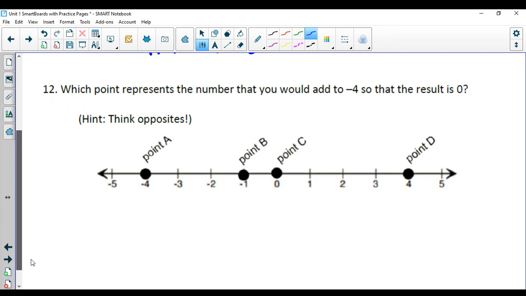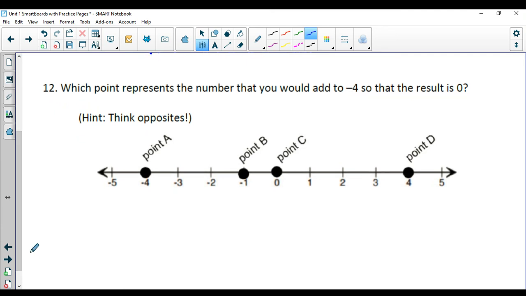Final question here. This one's an easy one, and this is going to actually be a quick multiple choice question for you. Which point represents the number that you would add to negative 4 so that the result is 0? Hint, think opposites. So I'm saying take negative 4, add some number that we don't know, and what do we get to get 0? Think about your opposites, because remember, opposites, they're positive and negative versions, and they add up to give you 0. So which point would you pick that would go in there to make that true?